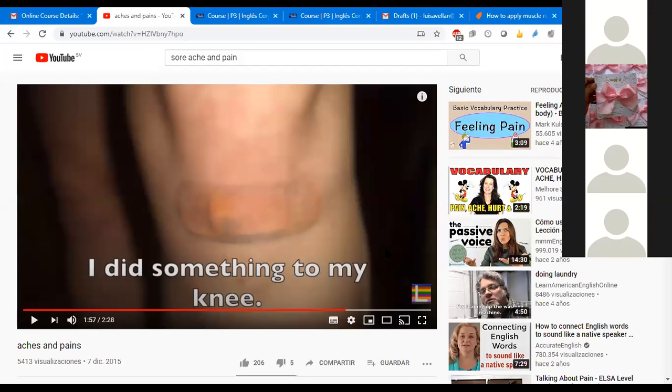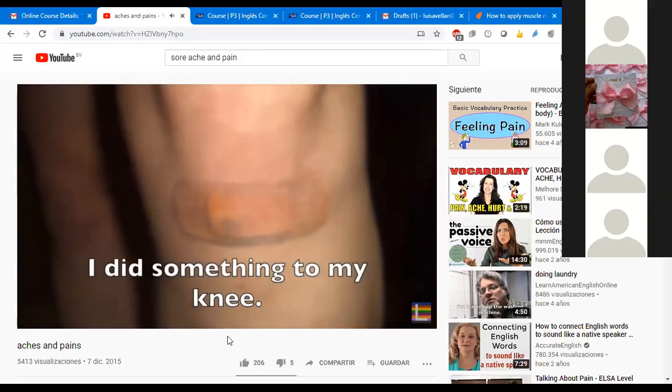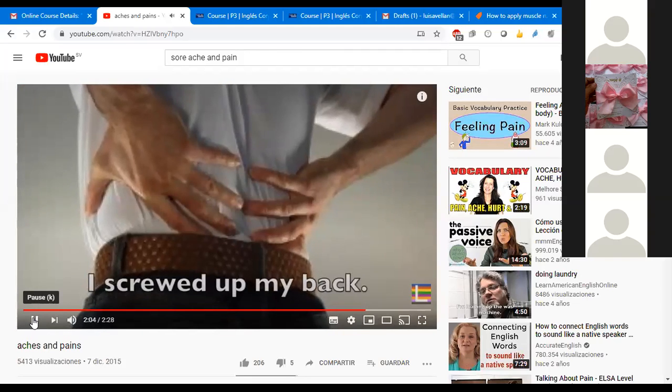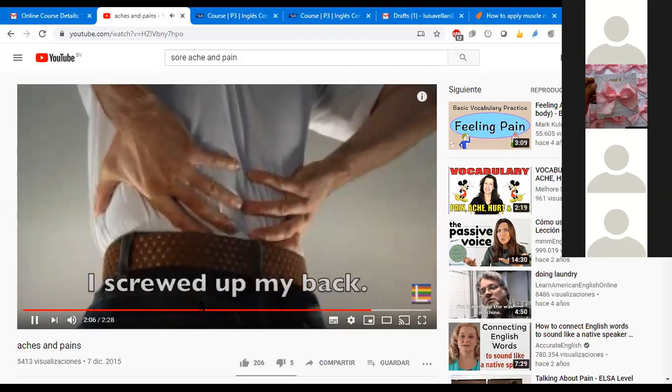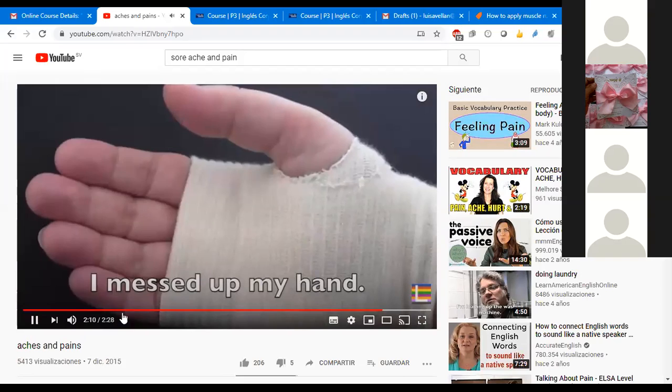And then you will find other expressions like me fregué, me arruiné, me lastimé, different ways to say different expressions, right? You can say, I did something to my back. I screwed up my back, levanté algo muy pesado, right? I messed up my hand.